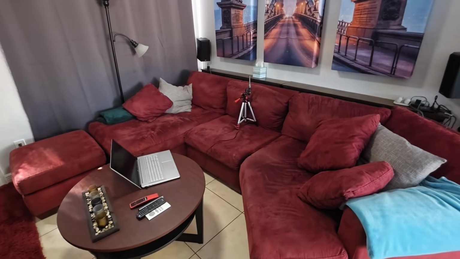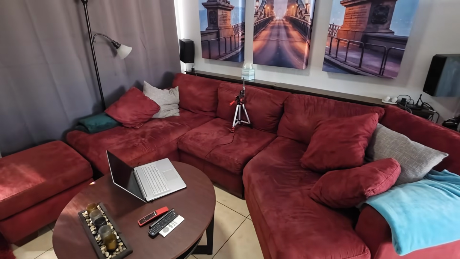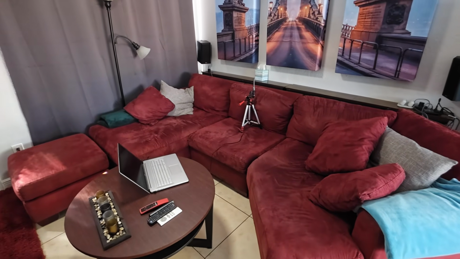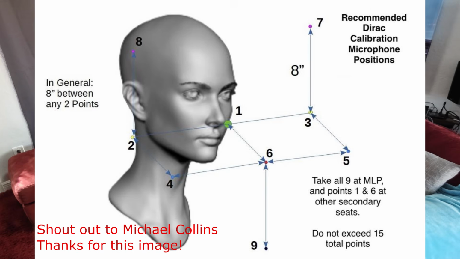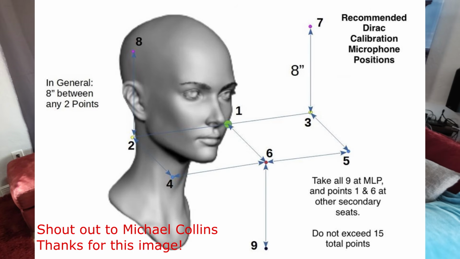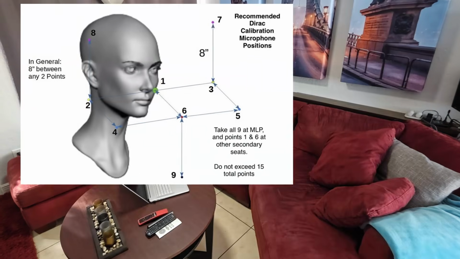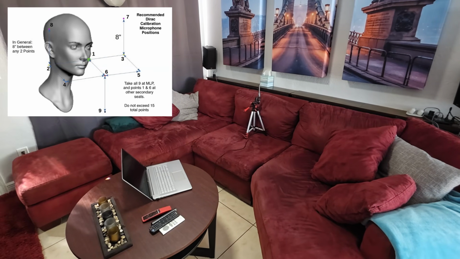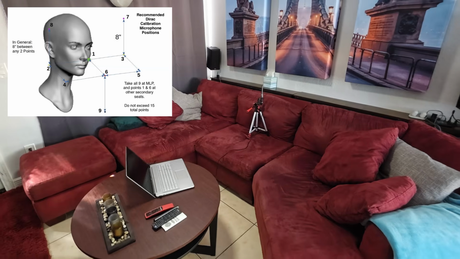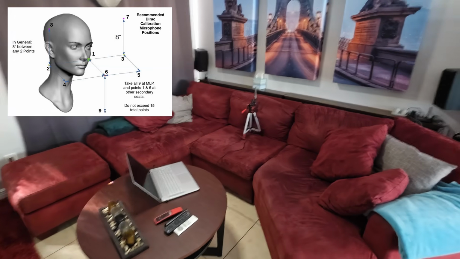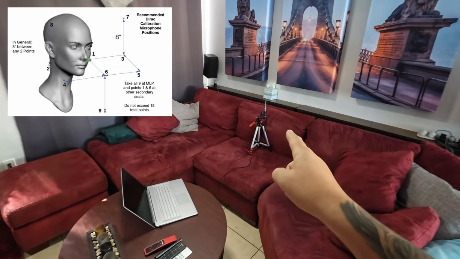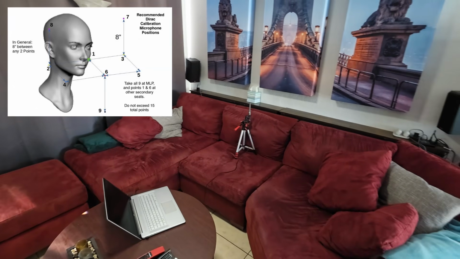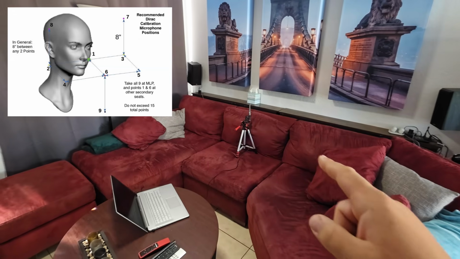So this is my seating arrangement, and I'm gonna start by showing you how to measure, how to move the mic around. I'm gonna show you a picture on screen, and that is what we're gonna follow. Basically, we're gonna do 9 measurements at the main listening position and then 2 more measurements at each additional secondary seating position. So we're gonna do ear level measurements, 6 of them around the MLP, only moving the mic 8 inches at a time. We're not gonna move it more than 8 inches.